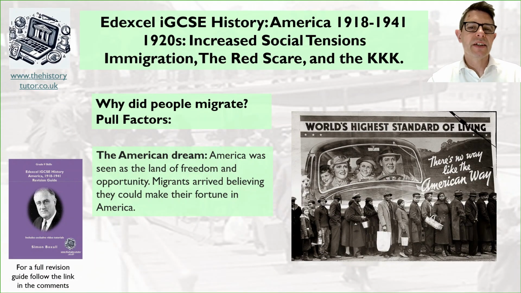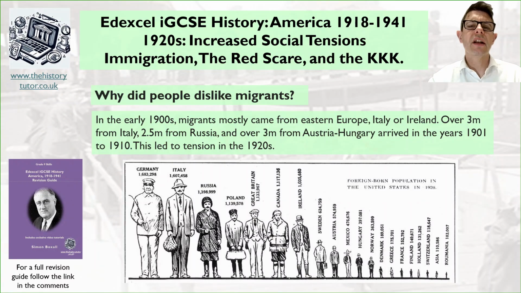Also, we have the idea of the American dream, pulling people to America. America was seen as the land of freedom and opportunity. Migrants arrived believing they could make their fortune in America. But why did people dislike migrants?